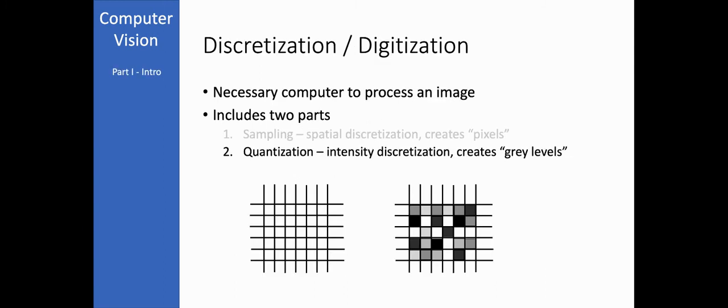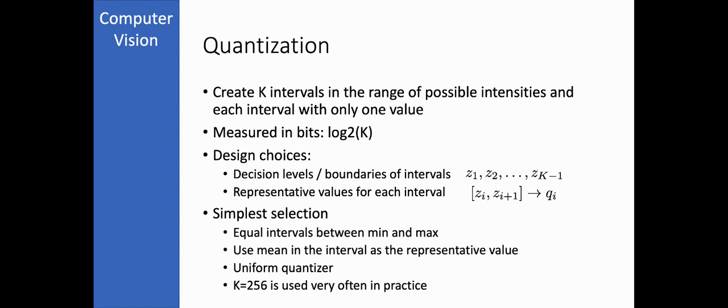Now, that covers the first part of the digitization model, the sampling. The second part is the quantization. We want to look at the intensity values that are normally on the real line, and use a finite number of gray levels to represent them. Effectively, we want to create k intervals in the range of all possible intensities and represent each interval with only one value. In terms of bits, I will use log base 2 of k bits to represent k levels.